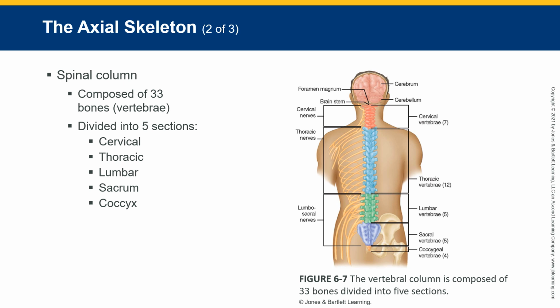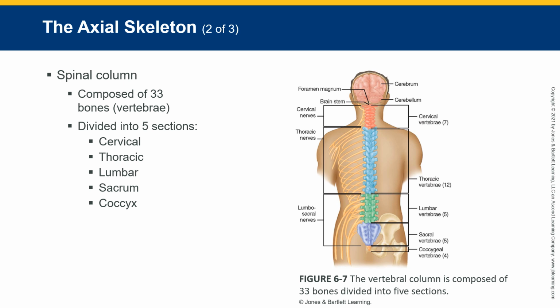Your spinal column is composed of 33 bones divided into 5 sections. You get your cervical, which is the back of your neck. You have your thoracic, which is also the back side of the rib cage. You have your lumbar, which is your lower back, where every person with back pain hurts exactly.